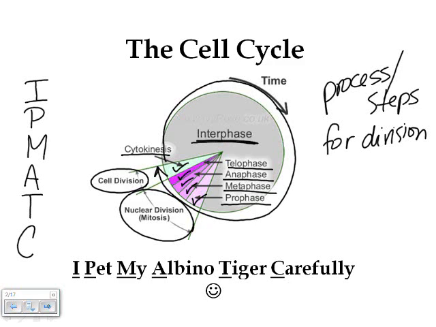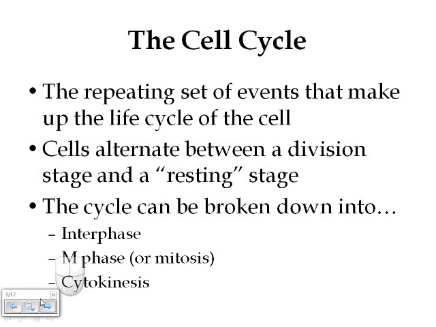IPMAT-C. I have a mnemonic device that I've used here. I pet my albino tiger carefully, or some of you guys preferred, I pet my angry tiger carefully, up to you. But IPMAT-C is the entire cell cycle for cellular division. So this is the events that are going to make up the life cycle of the cell. The cell is going to move through interphase, prophase, metaphase, anaphase, telophase, cytokinesis. And once it finishes cytokinesis, it's going to move on again back into interphase.